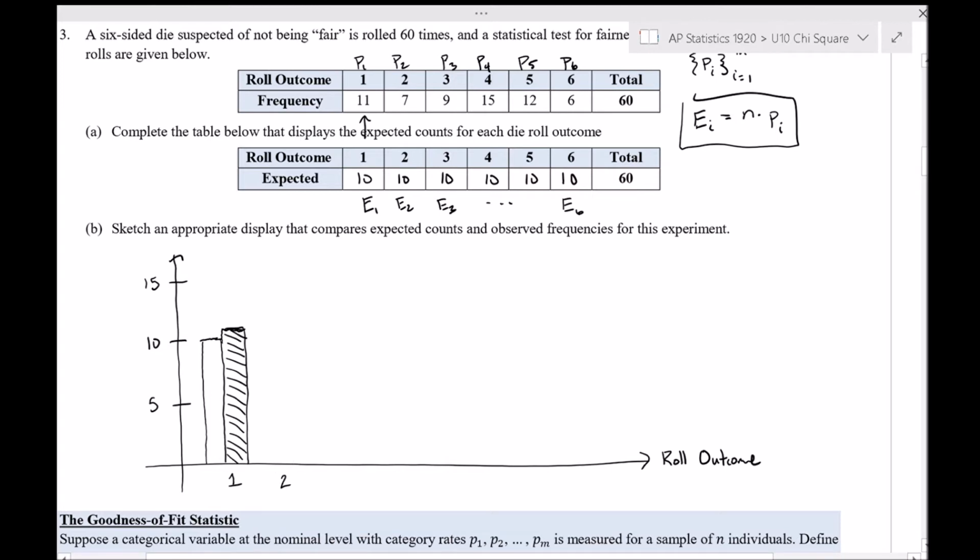2 would be the next one. And for 2, expected was 10. So 10 all the way across for each of these expected ones. And then the observed was 7. 7 is lower than 10, somewhere around here. Shade that in. And there's 2. 3, which I might run out of space. Hopefully not. 3 has an expected value of 10, just like all the others. Observed, 9, slightly smaller. And shade it in.